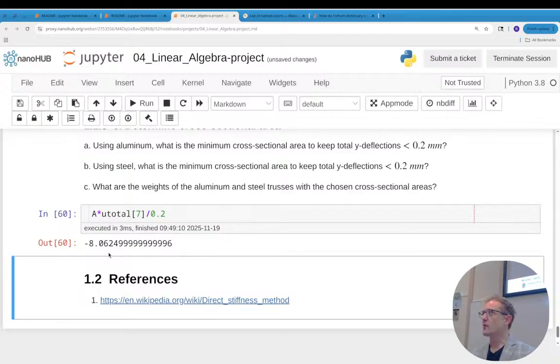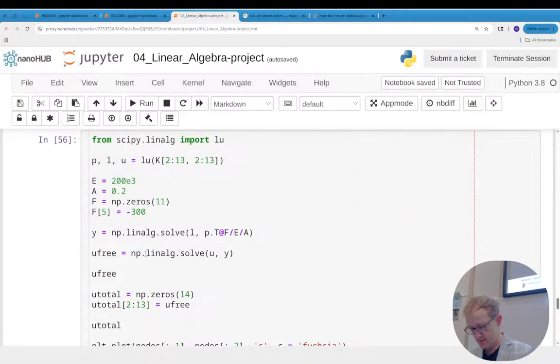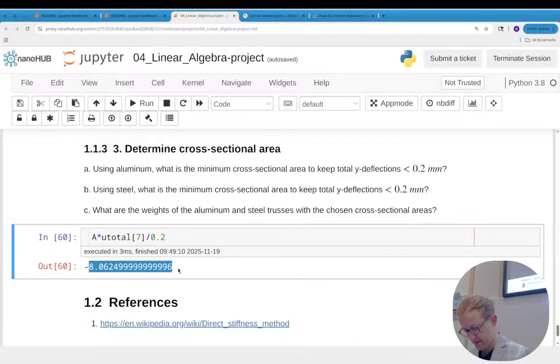So if I'm looking for the new area, I can say, all right, what's the ratio of that displacement to my desired displacement? Because it's a linear problem. And what did I get? 8.06.